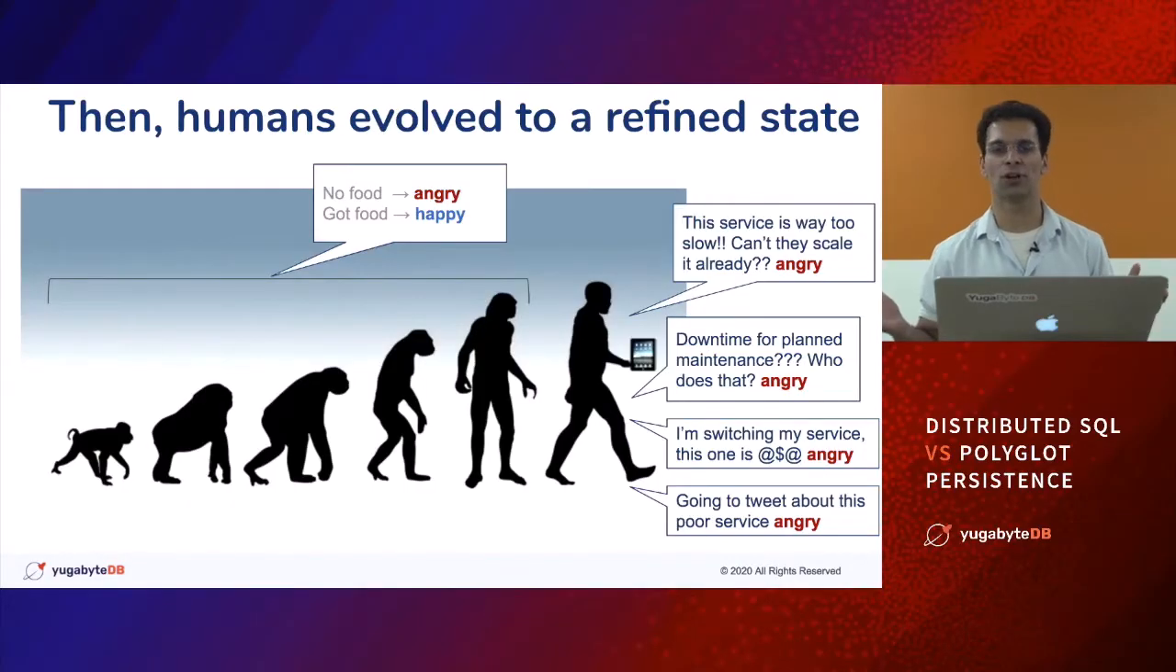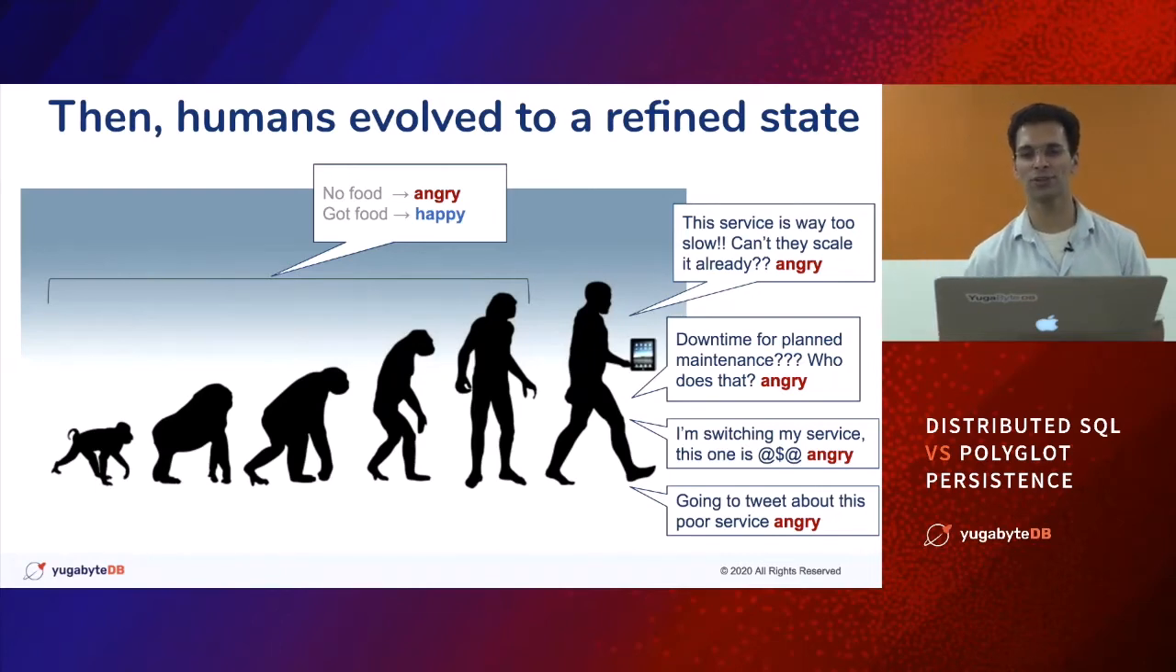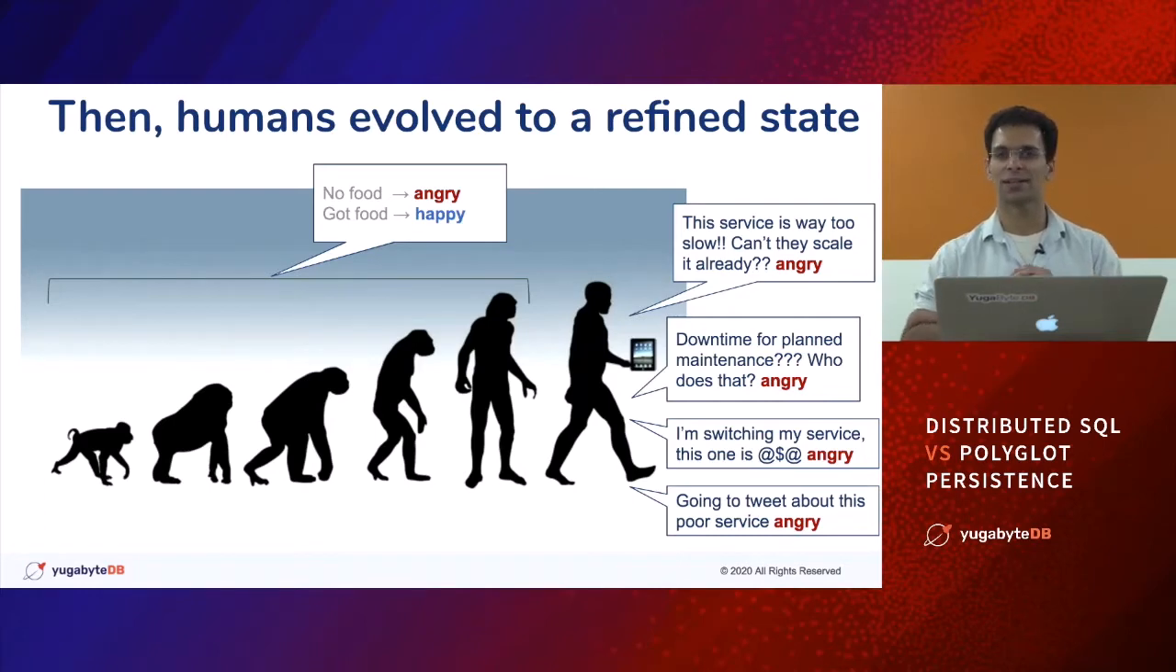So then what happened? Well, humans evolved. Just like the Big Bang, we continued our evolution. In the first part, if there was no food, you were angry, and if you got food, you were super happy. But today's very sophisticated and refined human complains about services when they're slow. They ask, what is wrong with the service? Why isn't it up already? Or planned maintenance downtime? I mean, who does that anymore? Come on, it's 2020. And if any of this happens too often, people will just switch to a different service.